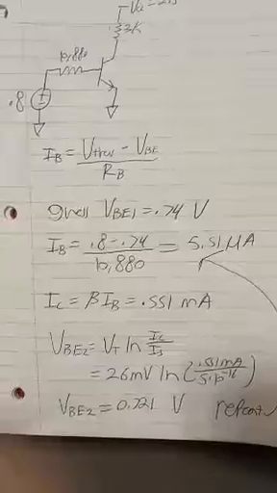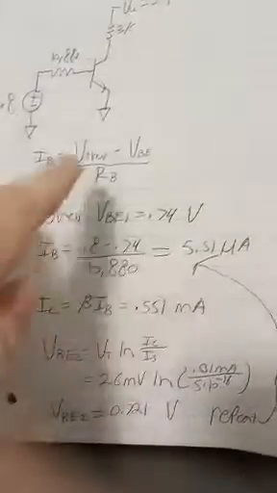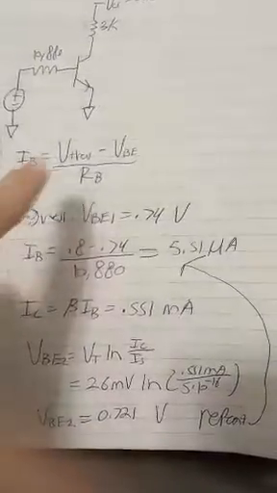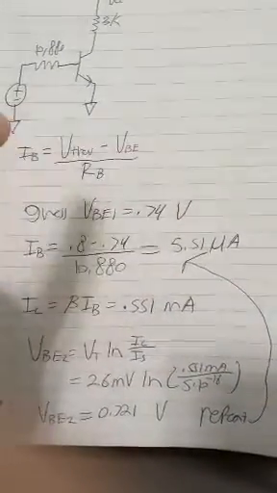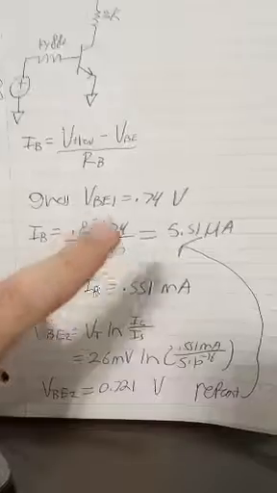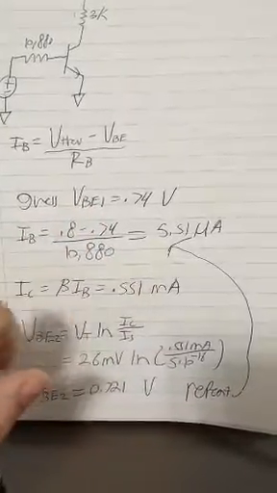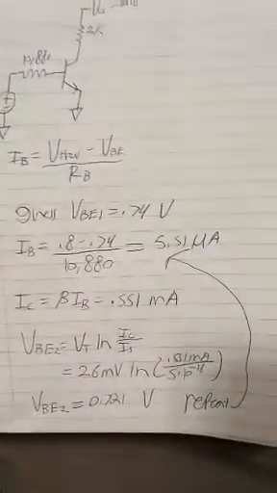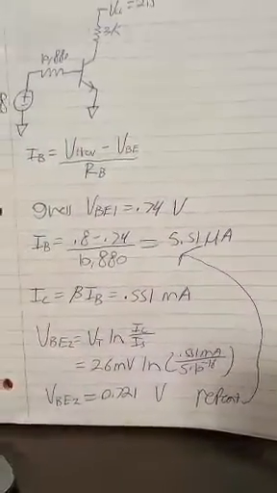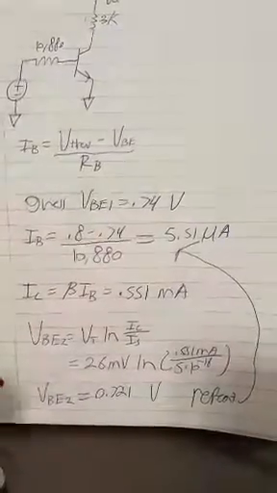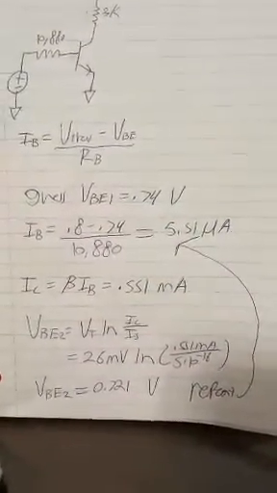After doing that, IB can then be found from this formula right here. So we just have to guess VBE and iterate until we get something that's close to our guess. So with our initial guess of 740 millivolts or 0.74 volts, we get an IB that's equal to 5.51 microamps. IC is found by multiplying that by beta, although that's bad practice in real life.